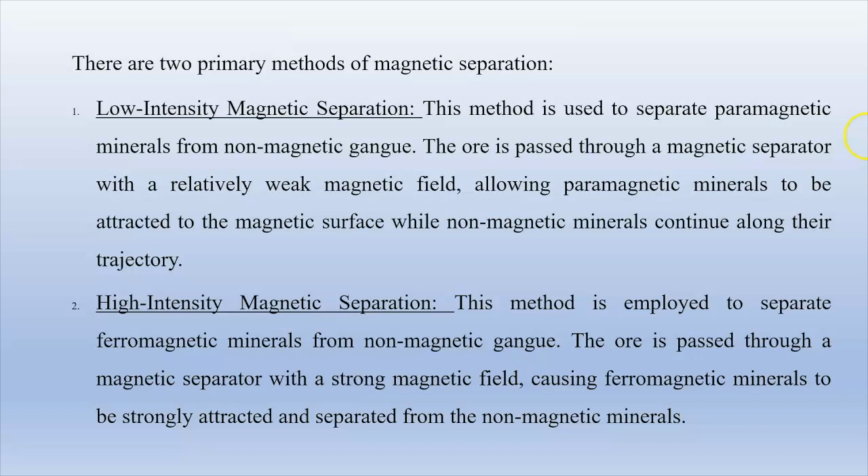High intensity magnetic separation is employed to separate the ferromagnetic minerals from the non-magnetic gangue. For this purpose, the ore is passed through a magnetic separator having a high magnetic field, that means a strong magnetic field. This causes the ferromagnetic minerals to be strongly attracted, and they can be separated from the non-magnetic minerals, that is, from the gangue.